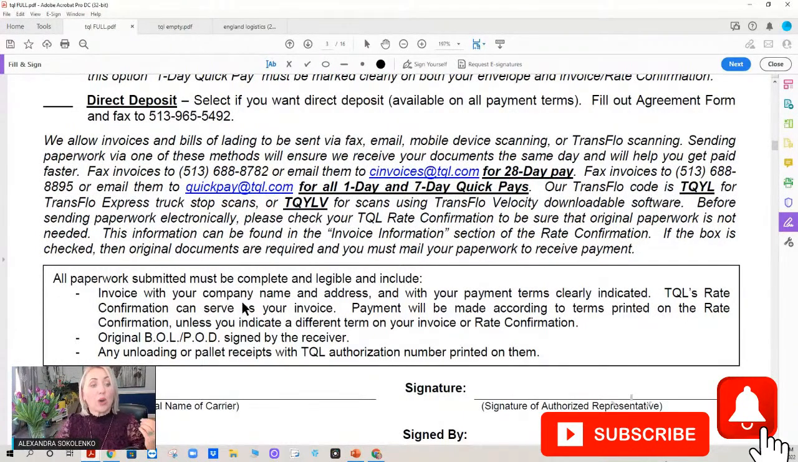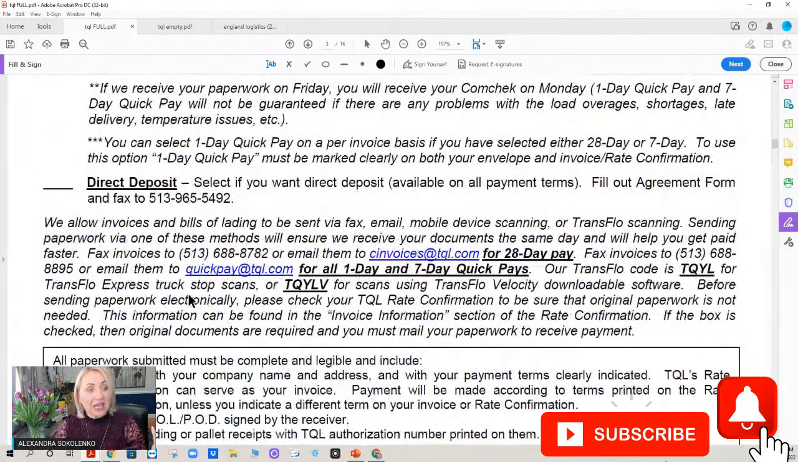You need to make sure you have a BOL, bill of lading, or POD. Actually, you need a POD, proof of delivery. So the BOL becomes a POD after you deliver, after you have the signature and the stamp on the bill of lading. So you submit that, you send the original rate confirmation with your signature, right? And that's how you get paid.